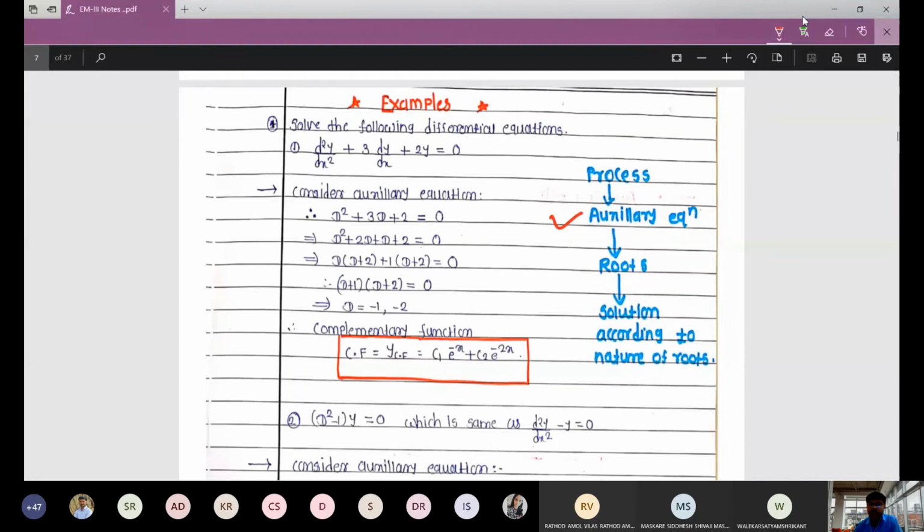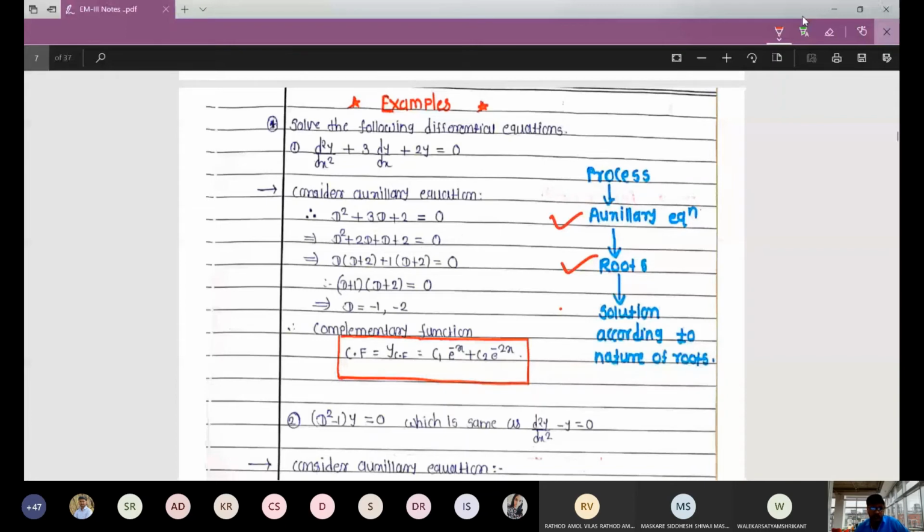Consider the auxiliary equation. After that, find the roots, and depending upon the nature of the roots, you have to write the solution. Depending upon the nature of the roots means what? 4 cases: real and distinct, real and repeated, complex, complex and repeated. These are the 4 cases. So according to that, you have to write the solution. Okay, so we have this differential equation.